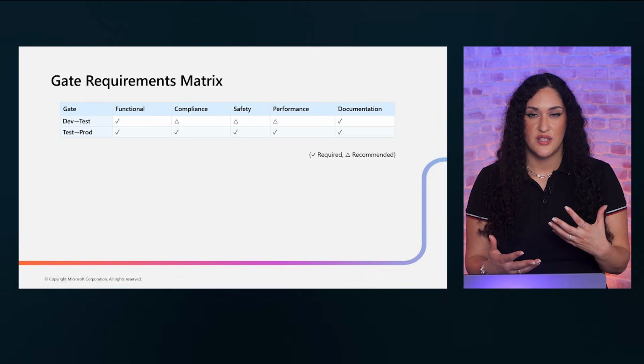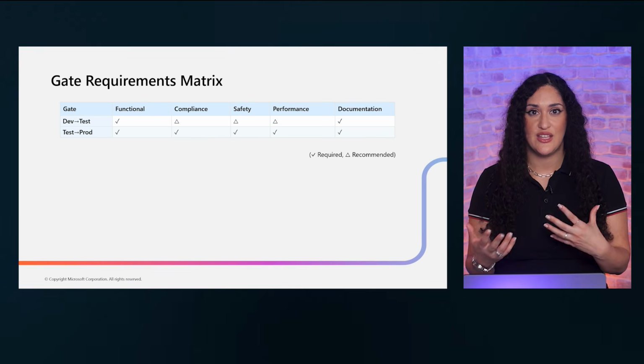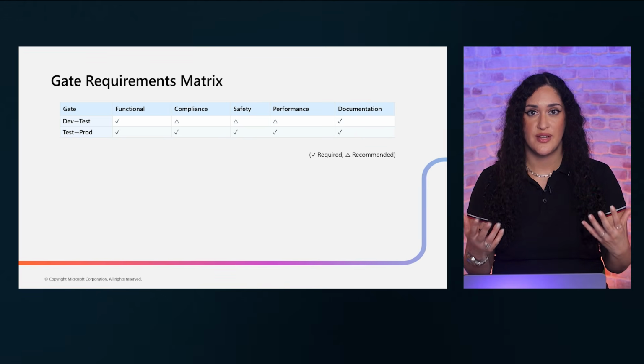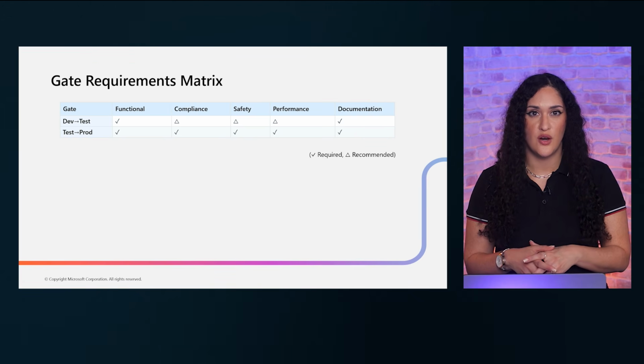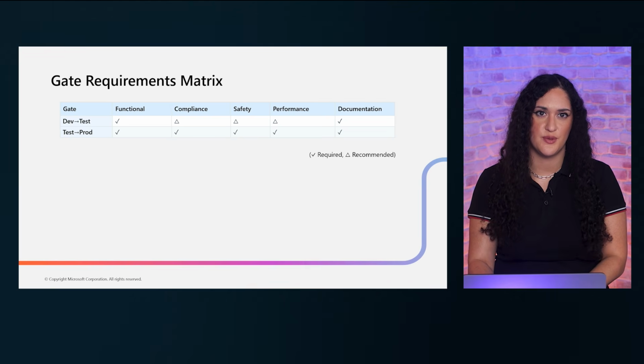This gate requirements matrix gives you a clear view of what is required versus recommended at each promotion gate. For dev to test, functional validation and documentation are required, while compliance, safety, and performance checks are recommended.